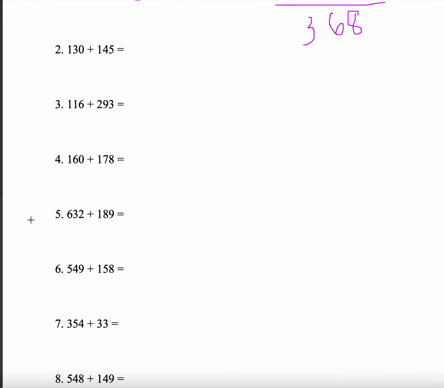Let's look at number 5. 632 plus 189. So we know that 2 plus 9 is 11. So 1 here, and the other one goes here. 3 plus 8 is also 11, plus that 1, which is 12. So we add another 1 here. And 6 plus 1 is 7, plus that 1. So that would be 8. So this is 821.